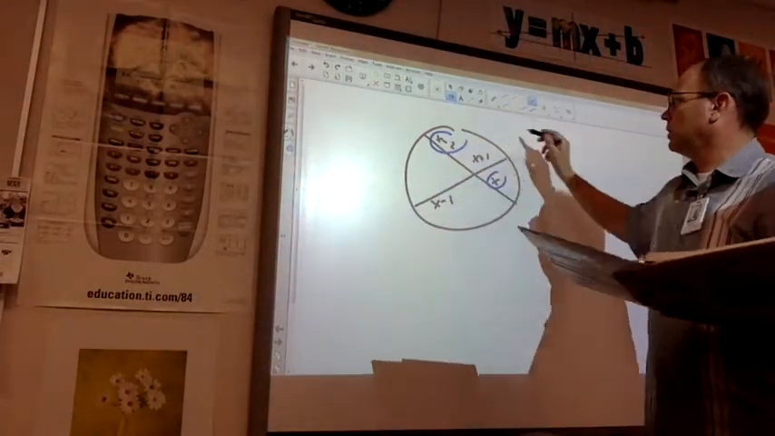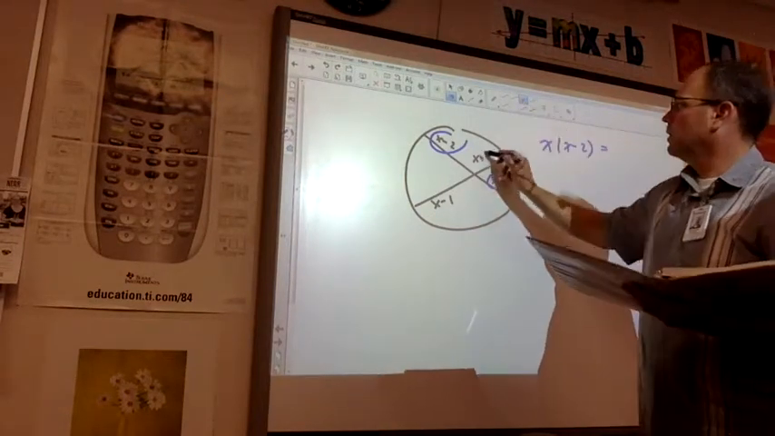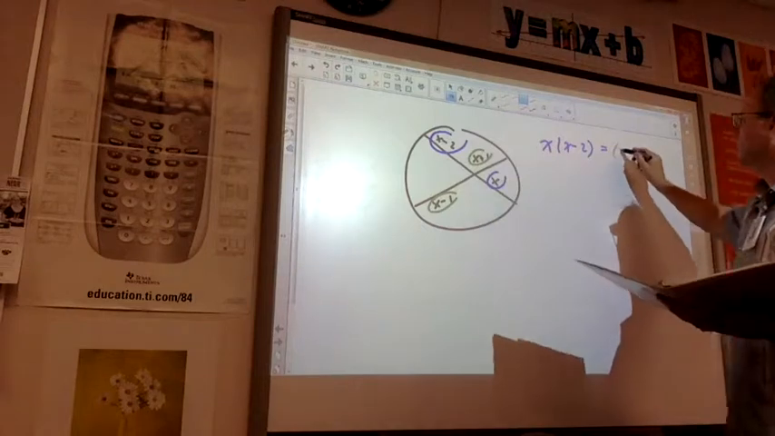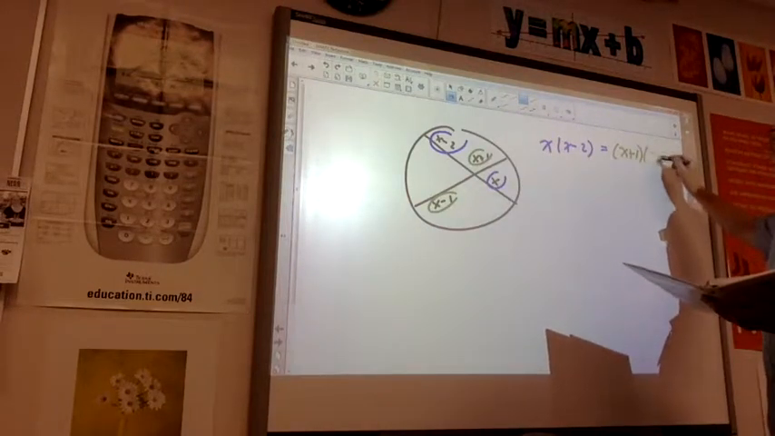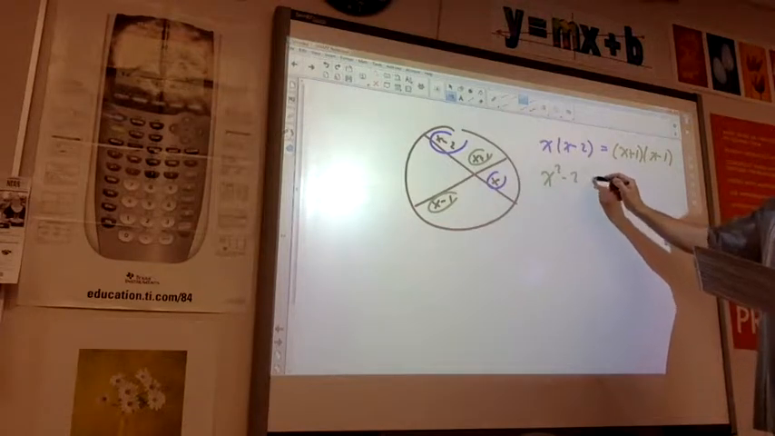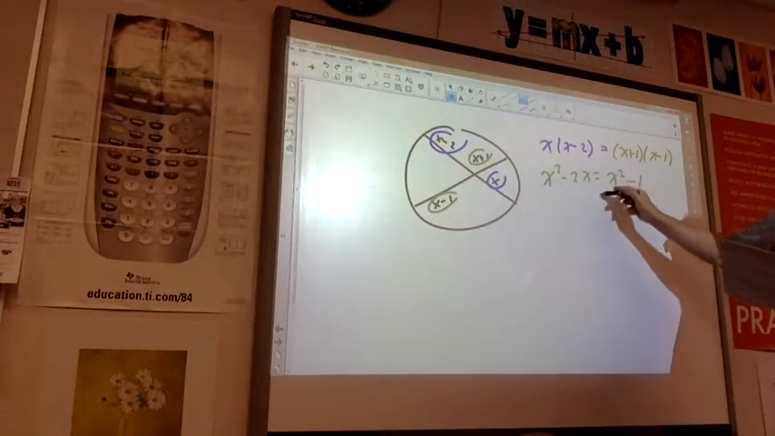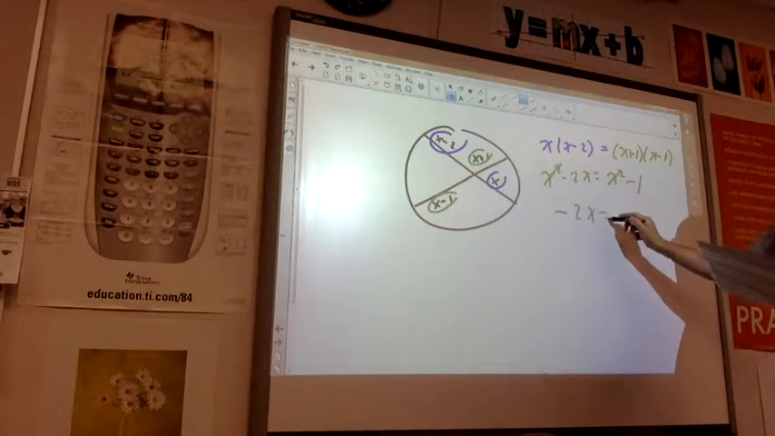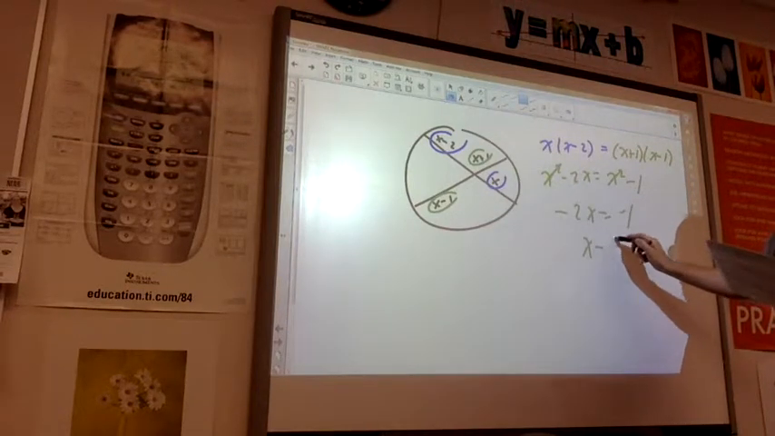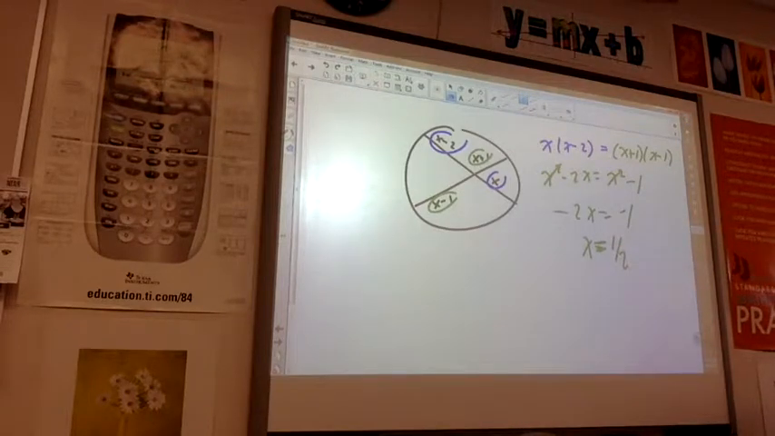This times this is equal to this times this. Do some math. Let's see, that's x squared minus 2x equals x squared minus 1. Subtract those. So I get negative 2x equals negative 1. X equals half. 14.